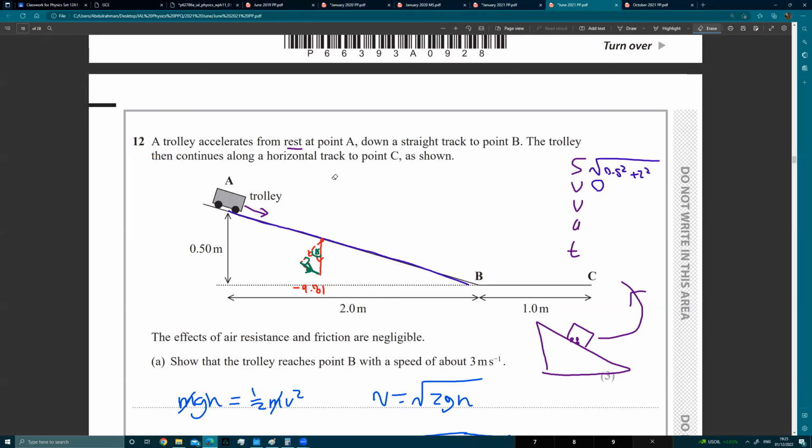Okay, one last question. If it's going straight up or down, it's negative 9.81. Since it's on the straight track, you have to resolve your mg. You get it in the direction of the movement of the trolley, and then just put it into your SUVAT, and then you find your time taken.